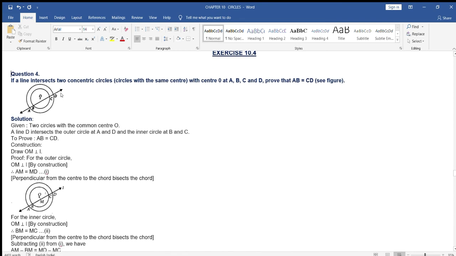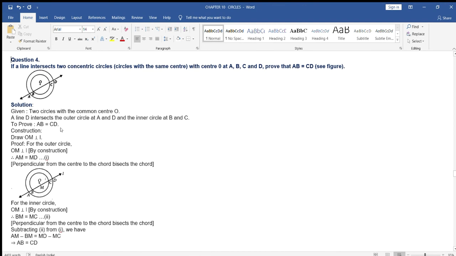A line is intersecting two concentric circles. Concentric circles means circles with the same center. So the center is O for both circles, and the points we have are A, B, C and D. What we have to prove? We have to prove that this line segment AB is equal to CD.